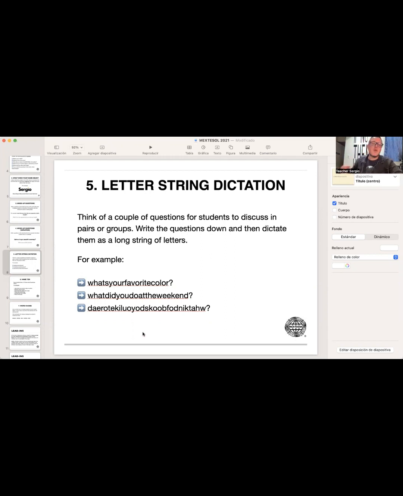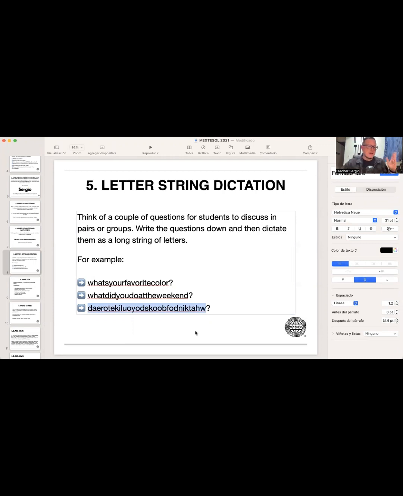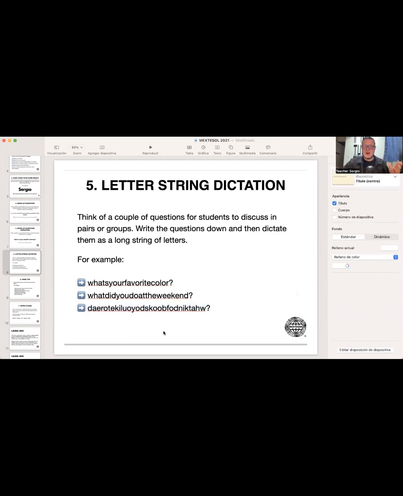Again, if you go for Y, O, U, they will say, what's your, and if you start with F, they will say, well, what's your favorite, right? But if you do it like this, my friend, and if you start like V, A, E, R, O, T, E, K, blah, blah, blah, then we have a different question.